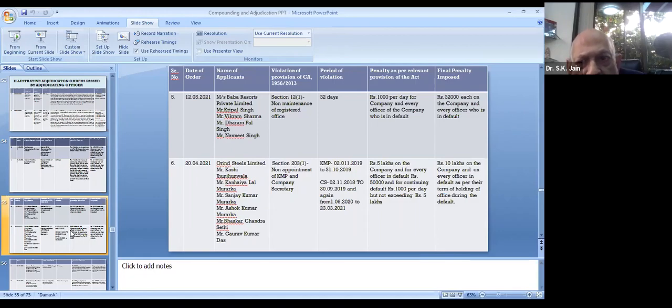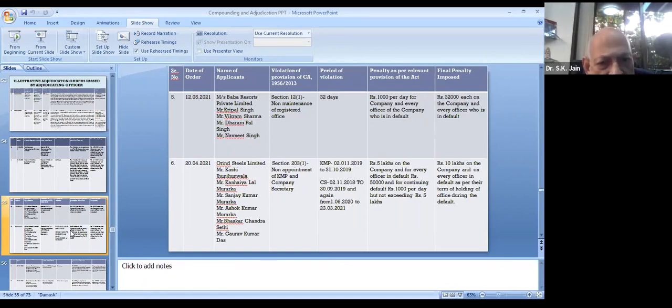Penalty prescribed is rupees 1,000 per day for the company and every officer of the company who is in default. So, per day penalty is prescribed. Now, for 32 days, ROC has no discretion but to impose a penalty of rupees 32,000, that is 1,000 into 32 days, on the company and every officer who is in default. So, ROC has no discretion, he has to impose the minimum penalty.